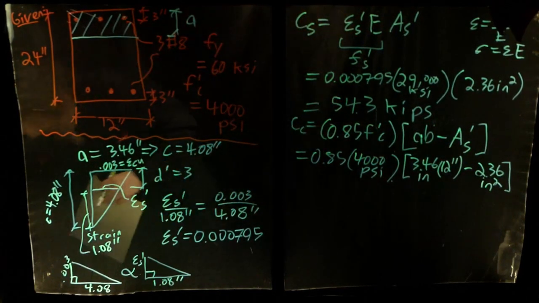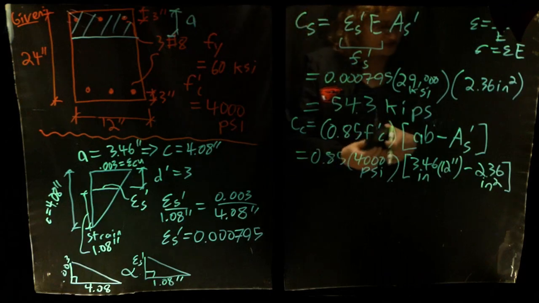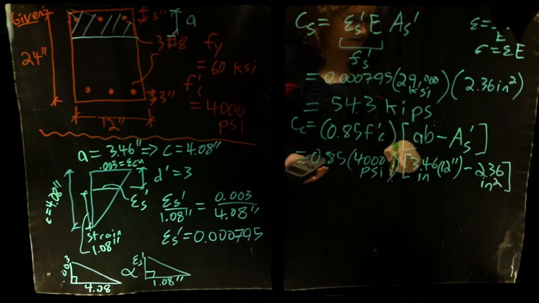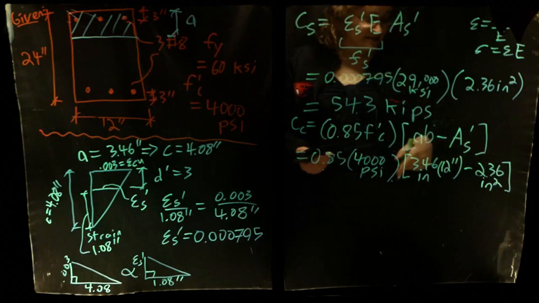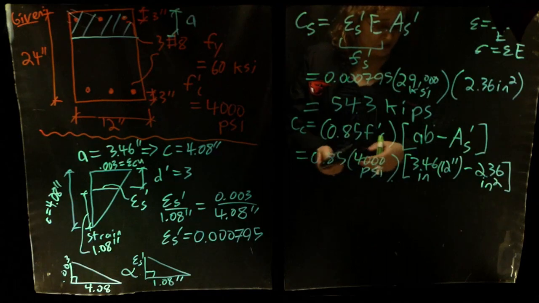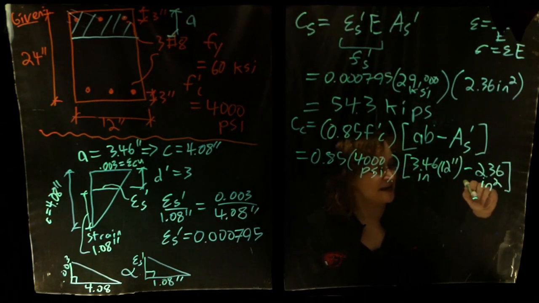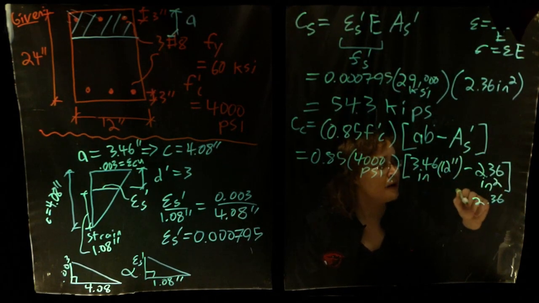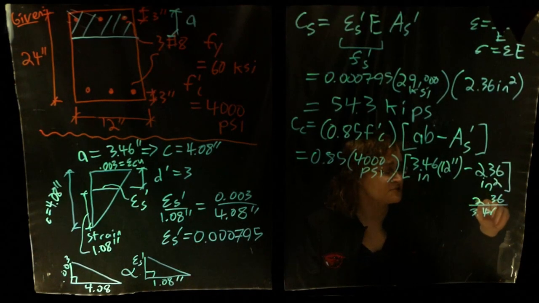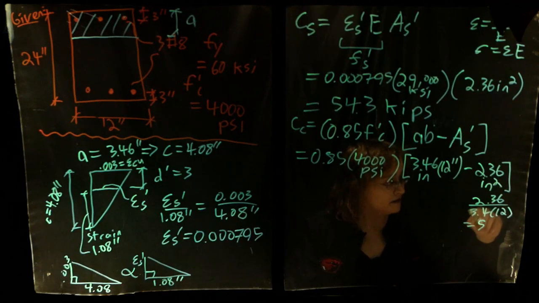I haven't gone and calculated the exact area here. Actually, I have a calculator, so why don't I just go and do that? I'm curious. How bad would it be if we calculated the area of our concrete Whitney stress block without subtracting the area of the steel? If I want to calculate a percent error, I can just divide 2.36 by 3.4 times 12. That comes to about 5.7%.